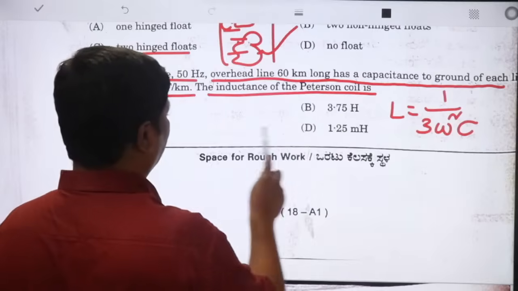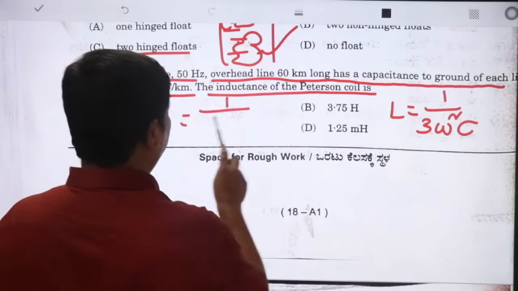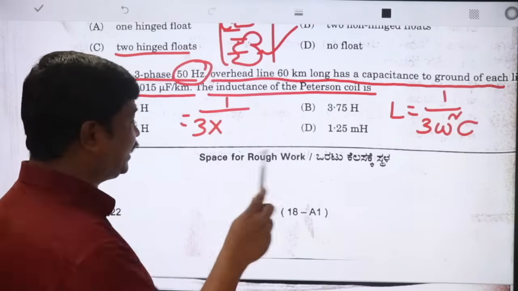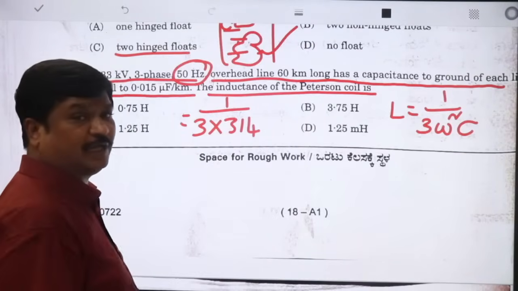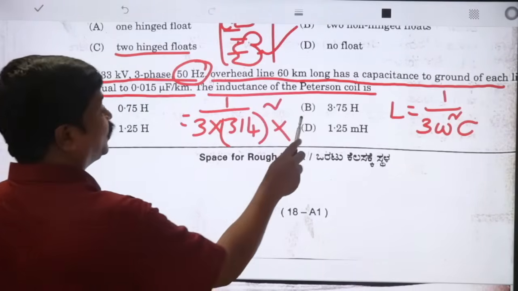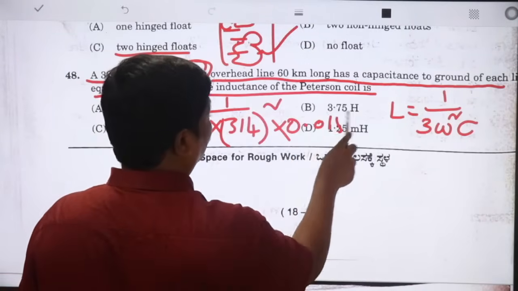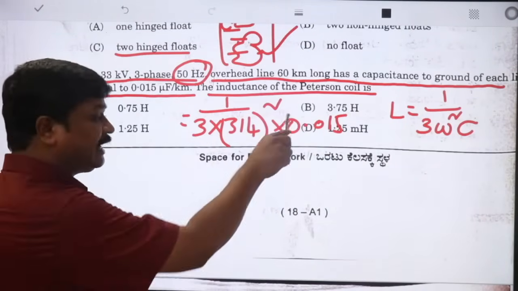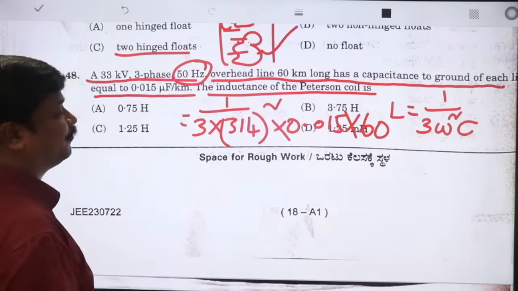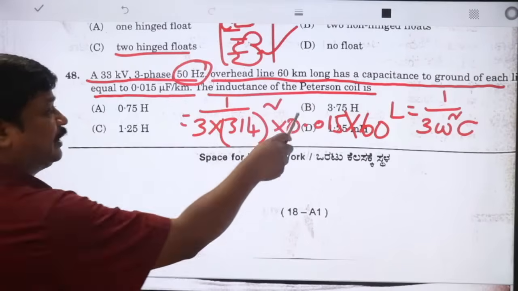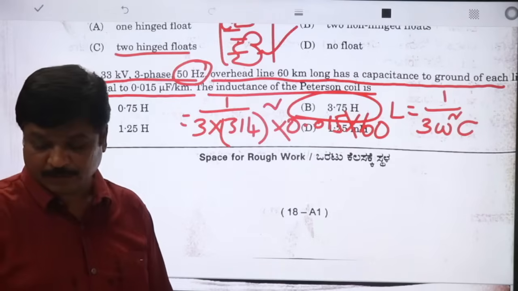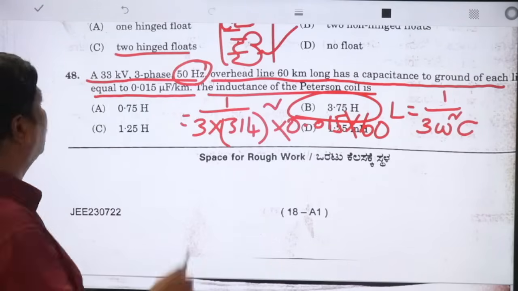Right, ma. What is this value? 1 by 3 into omega square. Whenever 50 Hz is given, being an electrical student, he need not substitute anything. Directly 314 omega. Omega square we have. What is the capacitance? C 0.015. Is it sufficient? No. This is the capacitance for 1 kilometer. 60 kilometers is given, so substitute 60. If you simplify this one, you are going to get 3.75 henries. Are you okay?